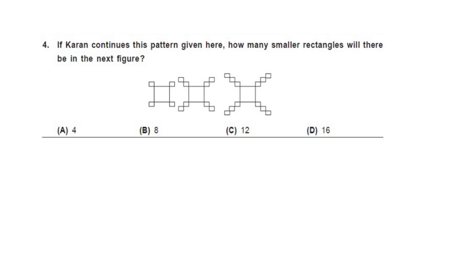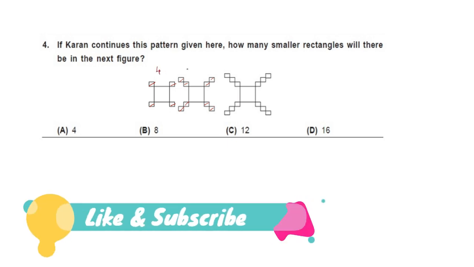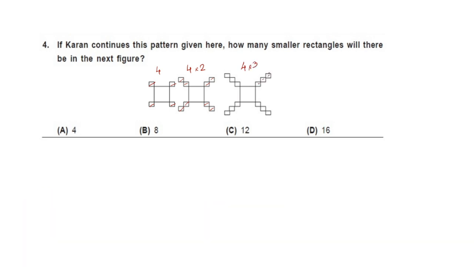Okay, let's look at this together. So, in the first image, there are 4 smaller rectangles. In the second, there are 8. That means this is 4 times 2. This is 4 times 3 because there are 3 rounds that we need to calculate. So it's increasing like that. Hence the fourth figure will be 4 times 4. That is equal to option D, 16.